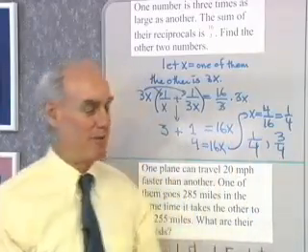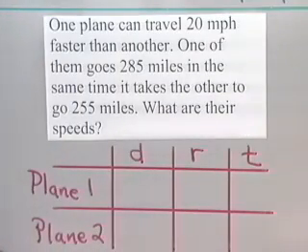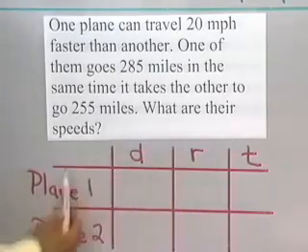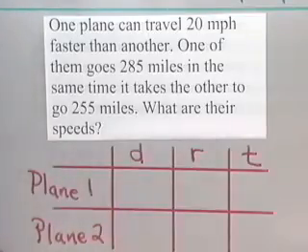Let's look at our next problem. One plane can travel 20 miles an hour faster than another. One of them goes 285 miles in the same time it takes the other to go 255 miles. What are their speeds? So I've set up a little table here, like the tables that we use in the book to do these problems.